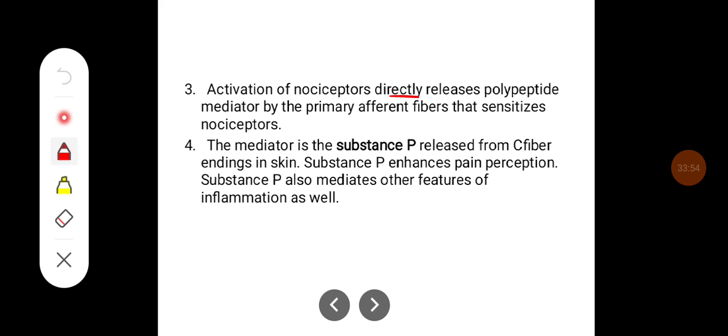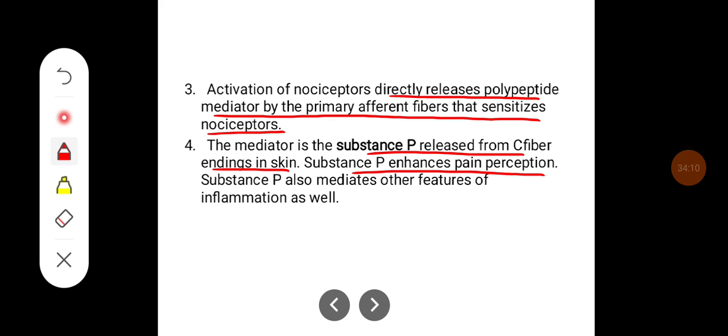Activation of nociceptors directly releases polypeptide mediators by the primary afferent fibers that sensitize nociceptors. The mediator is substance P, released from the C fiber endings of the skin. Substance P enhances the pain perception. Substance P also mediates the other features of inflammation as well.